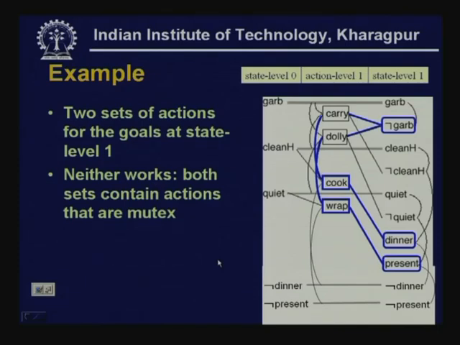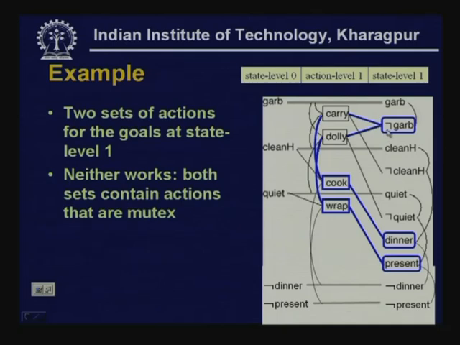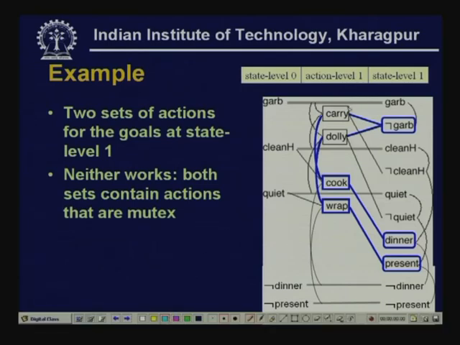So, you see, this plan cannot be extracted from this planning graph, because not garb can be achieved in two ways, carry and dolly, and carry is mutex with cook. Cook is required for dinner. Present can be only achieved by wrap, and wrap is mutex with dolly. So, neither carry nor dolly can be executed, which is consistent with these two. So, neither of these work, and so we have to abandon this plan. So, this plan does not exist.